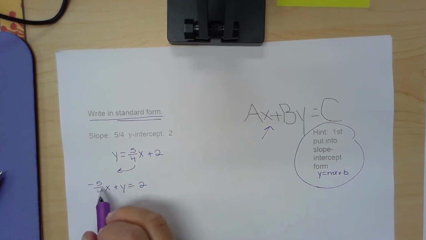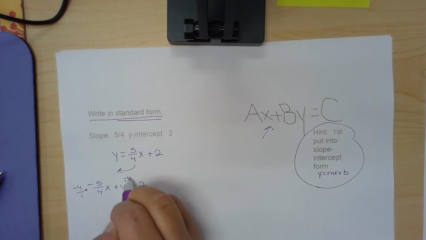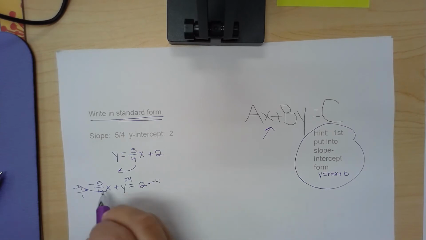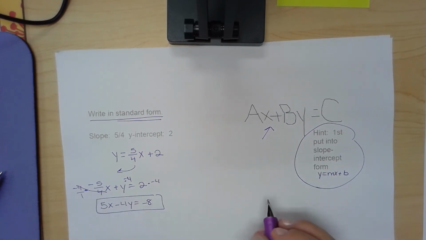So same problem, right? This is negative and a fraction. So to get rid of it, let's multiply everything by negative 4. So those cancel out, the negatives cancel out, and there's my final answer.